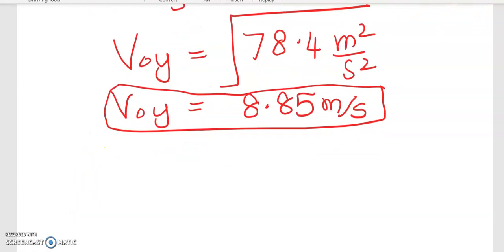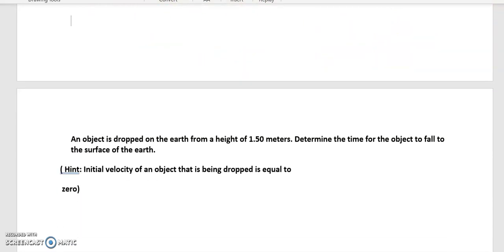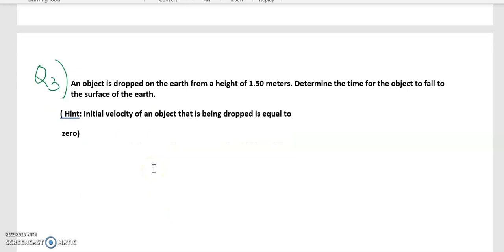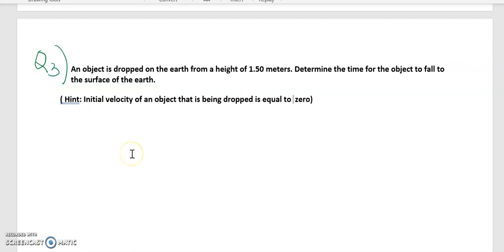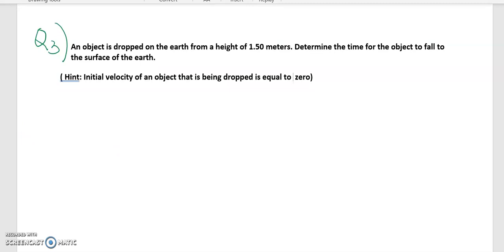Now let's do question number 3. In this one, an object is dropped on Earth from a height of 1.50 meters. Determine the time for the object to fall to the surface of the Earth. And I give you a hint as well. Initial velocity of an object that is being dropped is equal to 0. So let's see how we can start the problem.